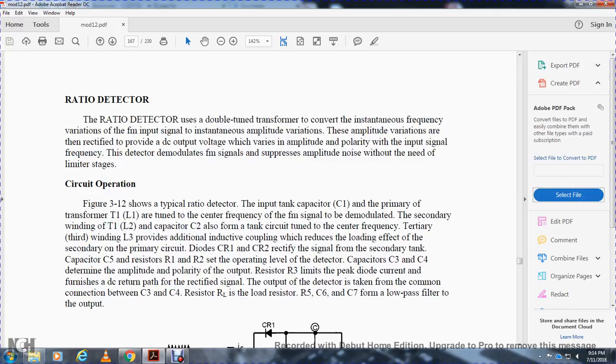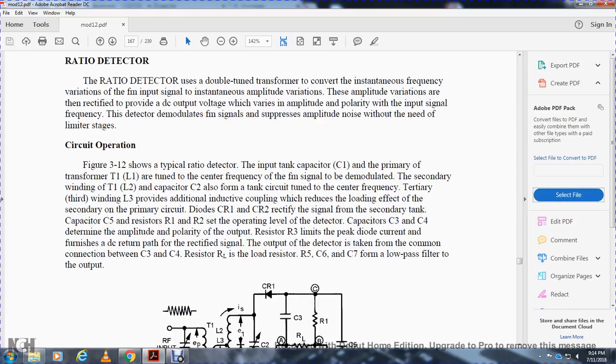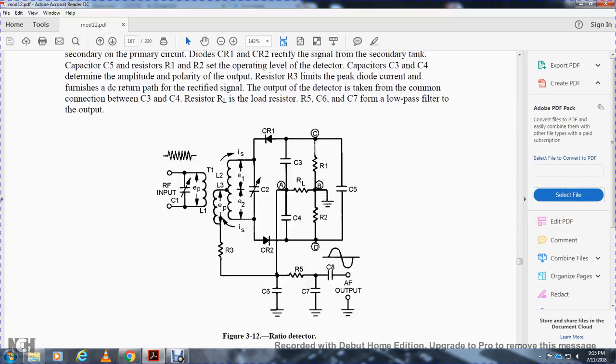Diodes 1 and 2 rectify the signal from the secondary tank. Capacitor 5 and resistors 1 and 2 set the operating level of the detector. Capacitors 3 and 4 determine the amplitude and polarity of the output. Resistor 3 limits the peak of the diode current and provides the DC return path for the rectified signal. The output of the detector is taken from the common connection between capacitors 3 and 4. The resistor 5 is the load resistor, and resistor 5 with capacitors 6 and 7 form the low pass filter to the output. Figure 312 shows the output detector.